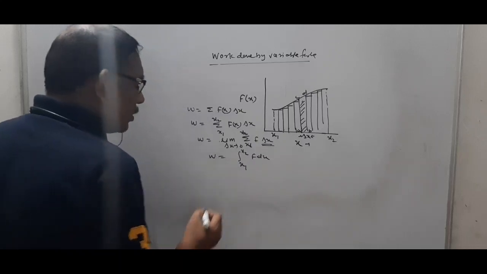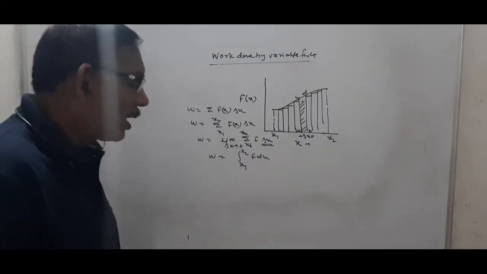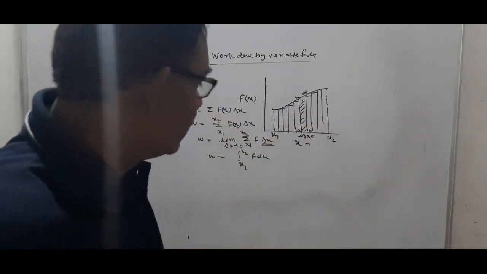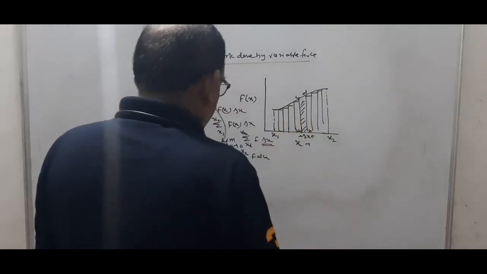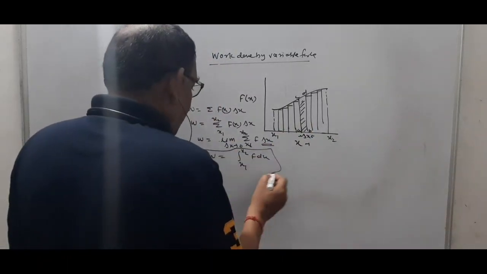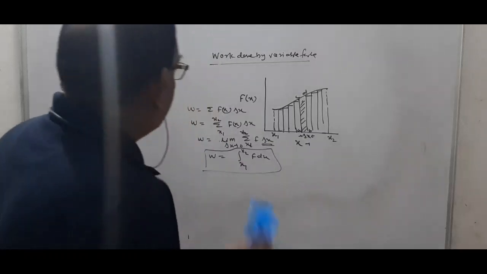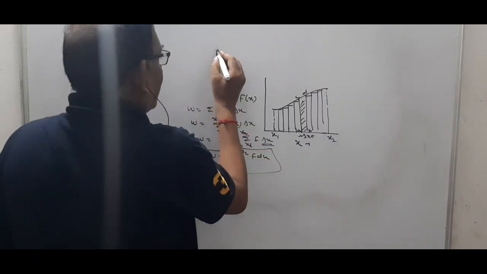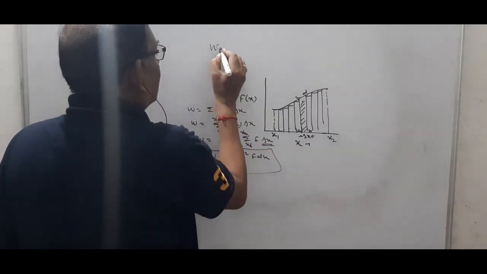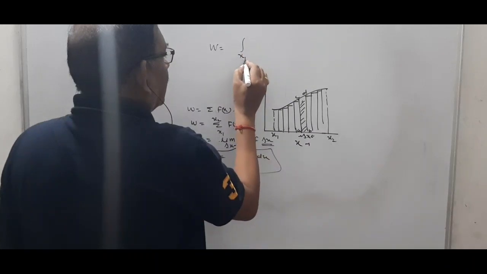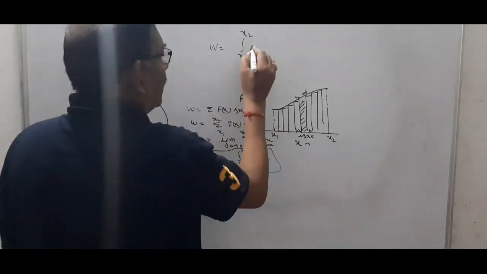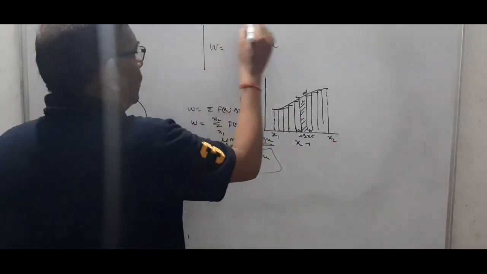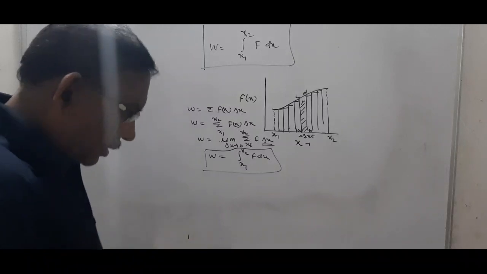Okay. So in this way, we calculate the work done by the variable force by taking the integration from the initial position to the final position, x1 to x2. So this is your working formula. Here again I am writing work done by variable force: W is equal to the integral from the initial value to the final value of the displacement, F dx. It is your working formula. Clear?